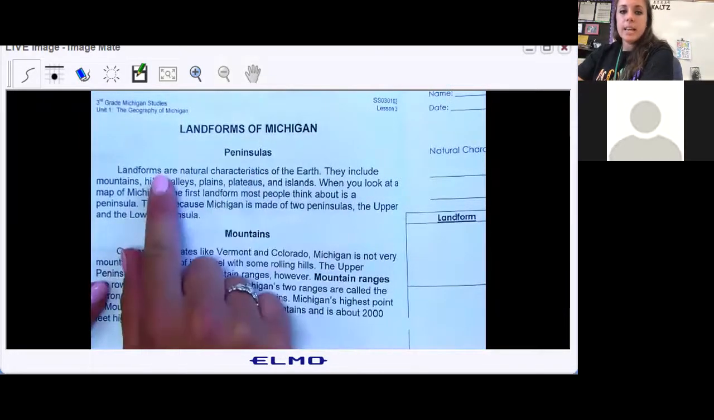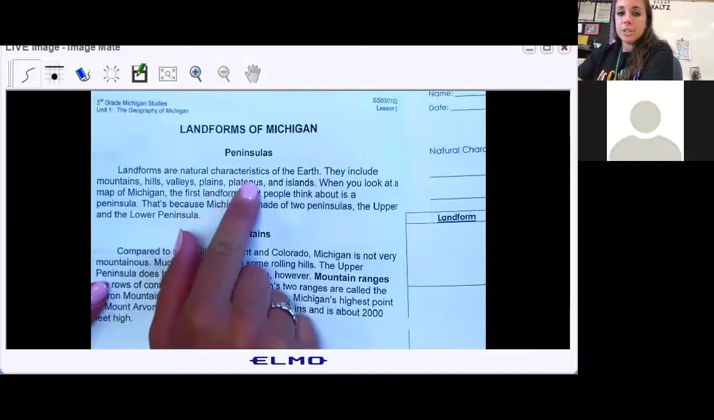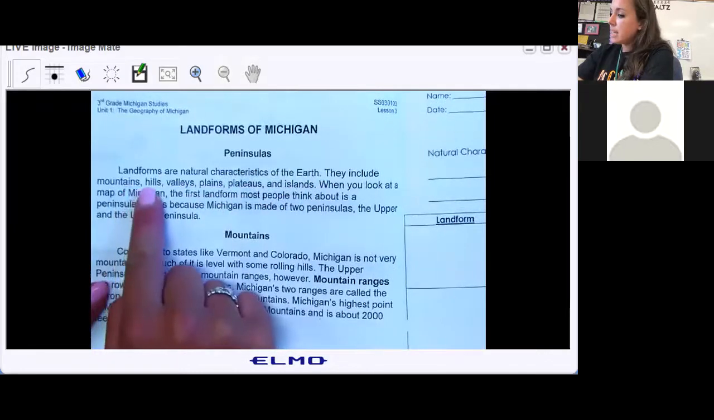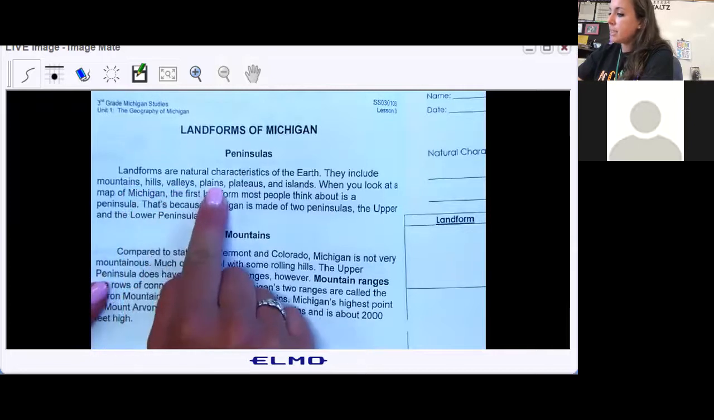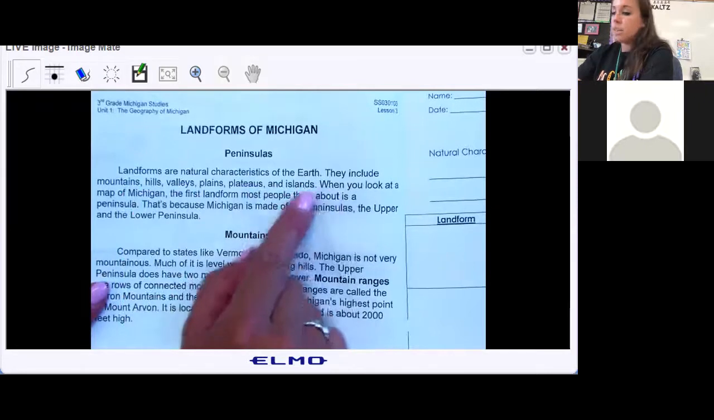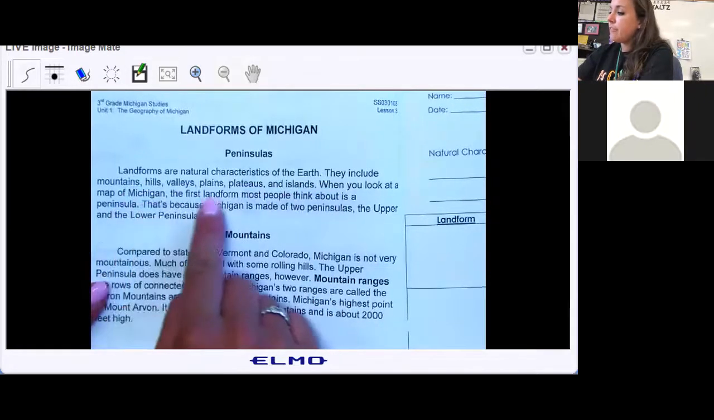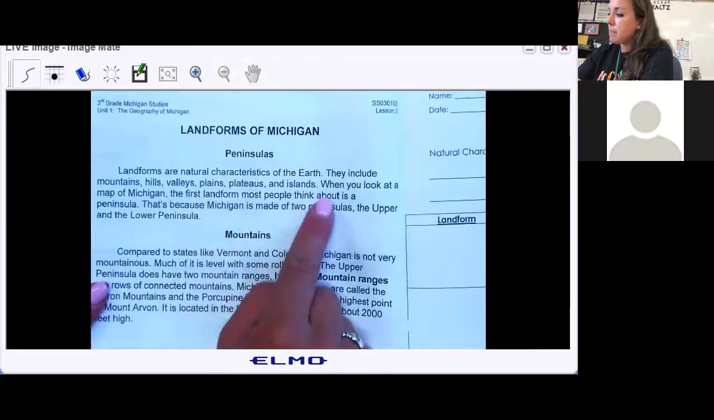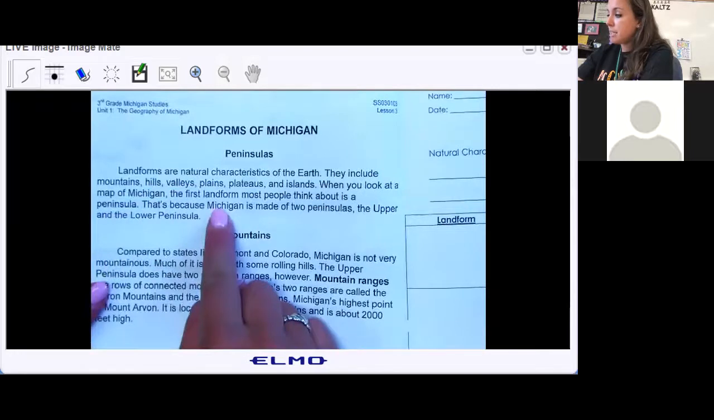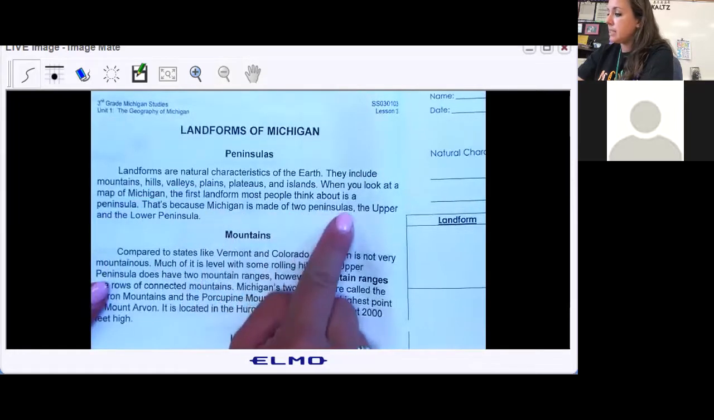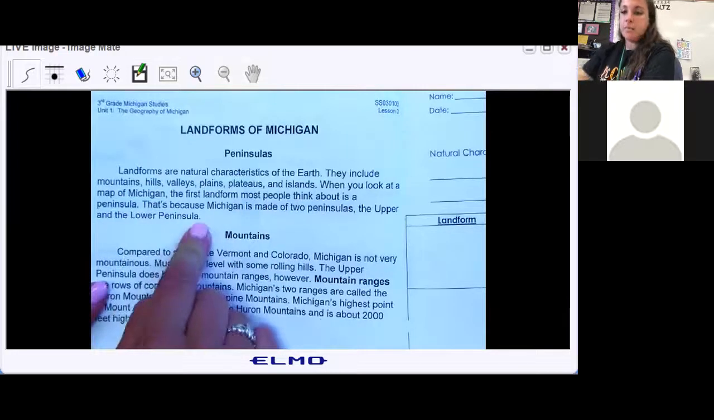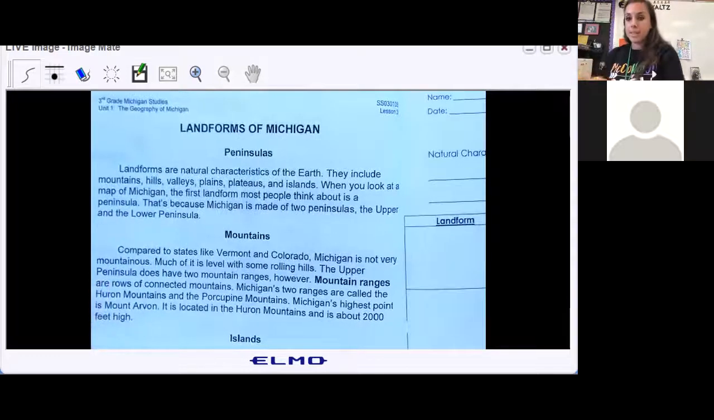Peninsulas. Landforms are natural characteristics of the earth. They include mountains, hills, valleys, plains, plateaus, and islands. When you look at a map of Michigan, the first landform most people think about is a peninsula. That's because Michigan is made of 2 peninsulas, the upper and the lower peninsula. So we read the section.